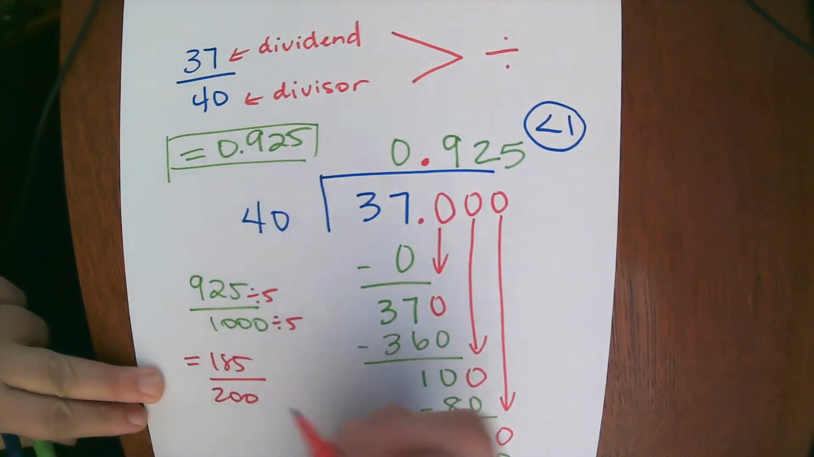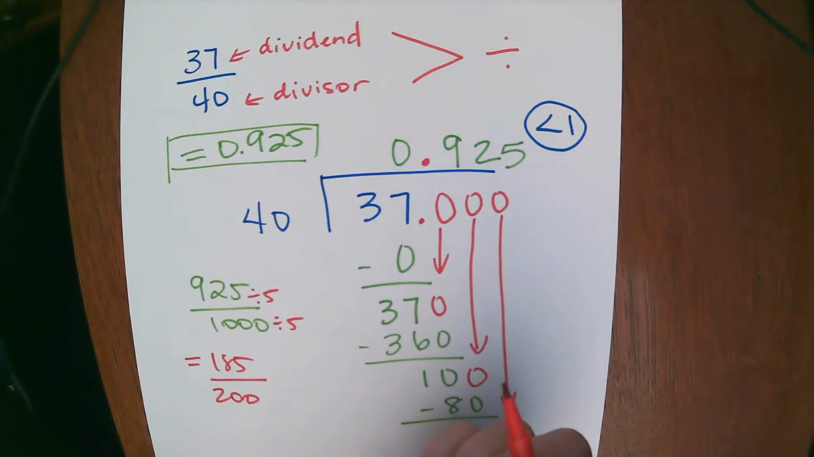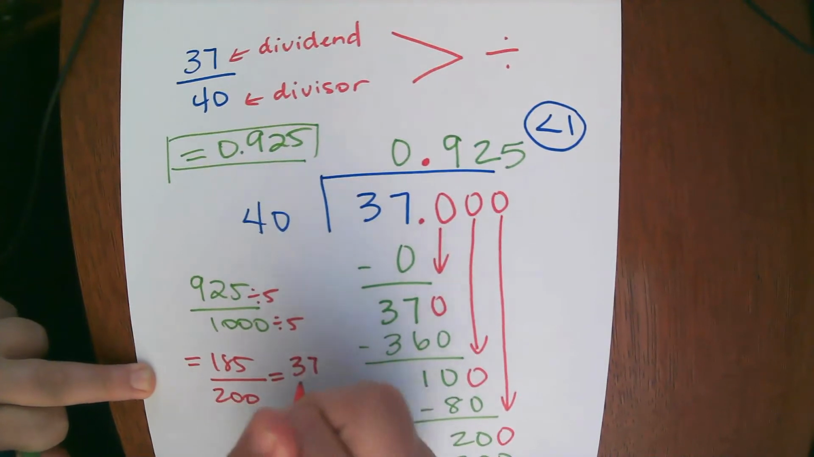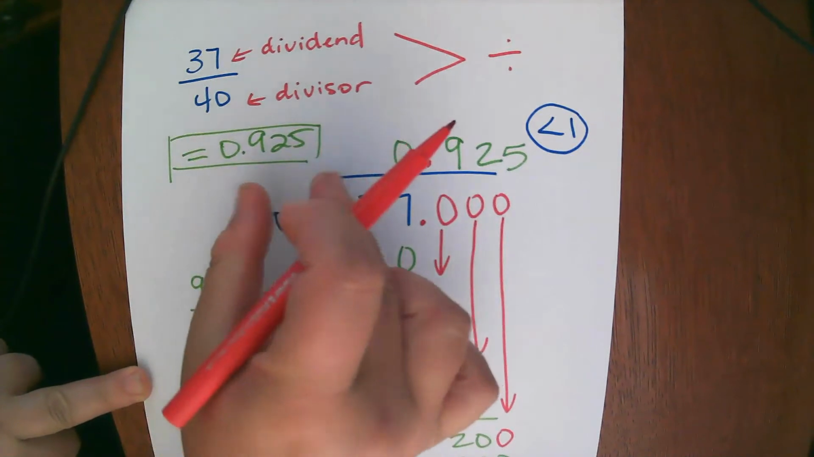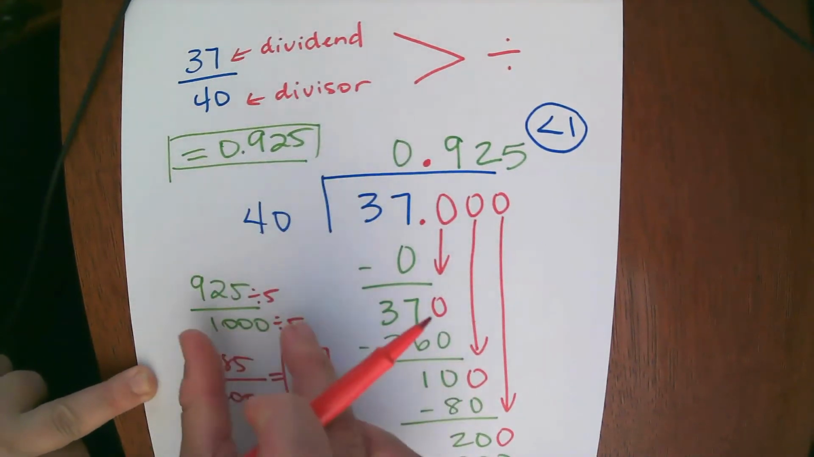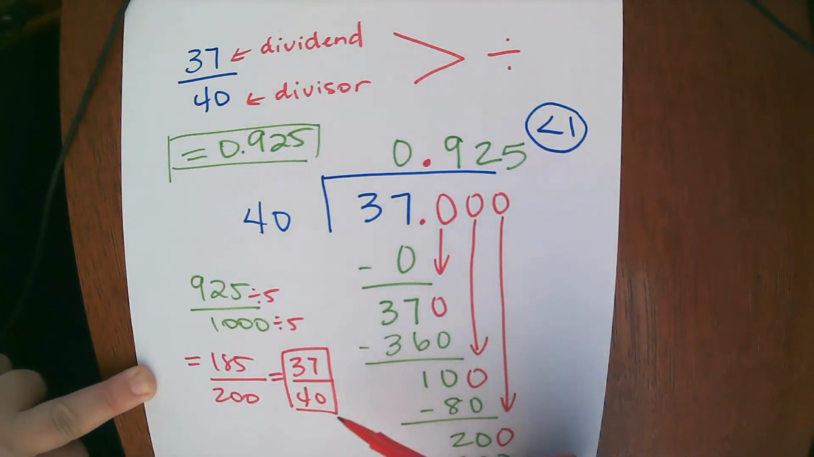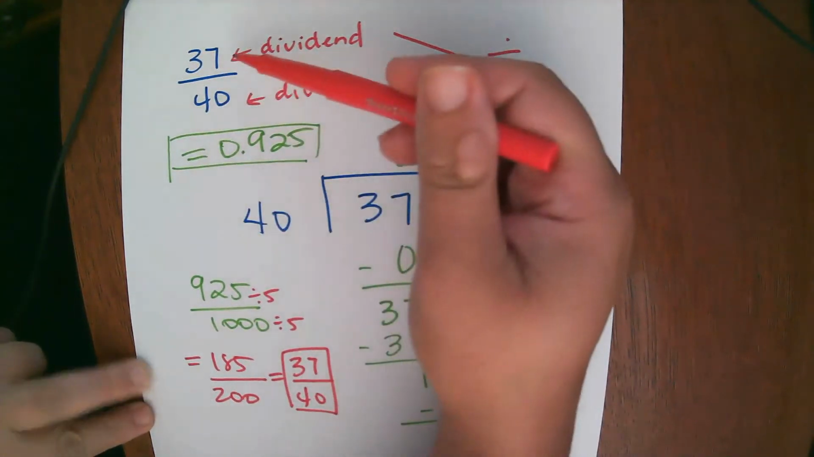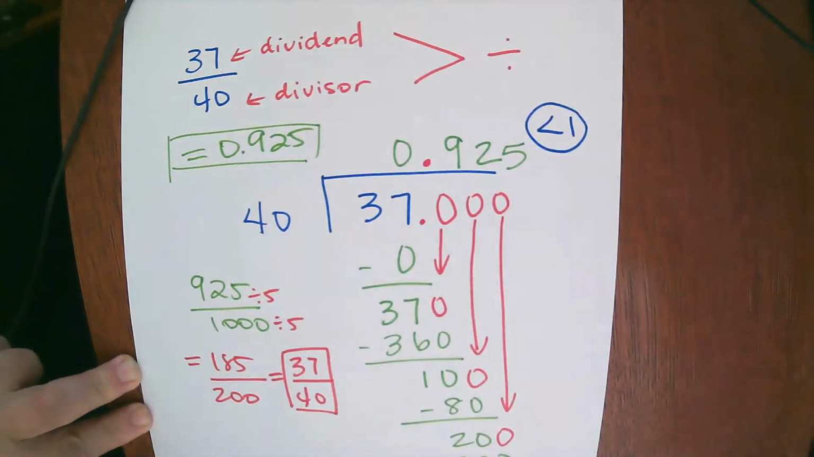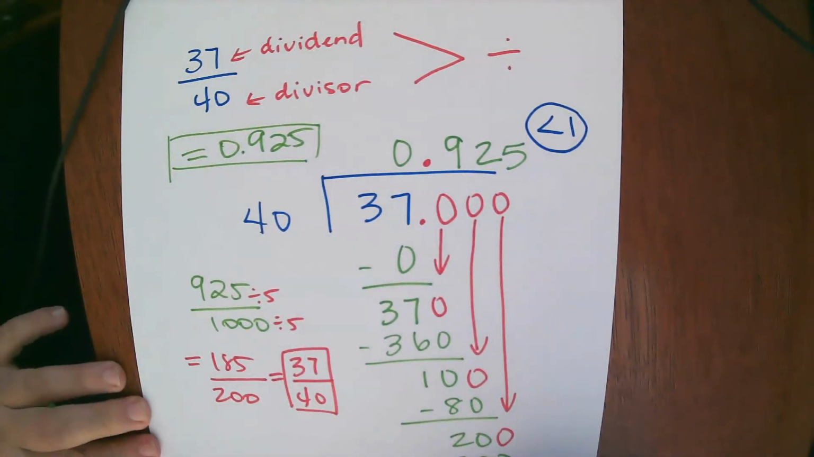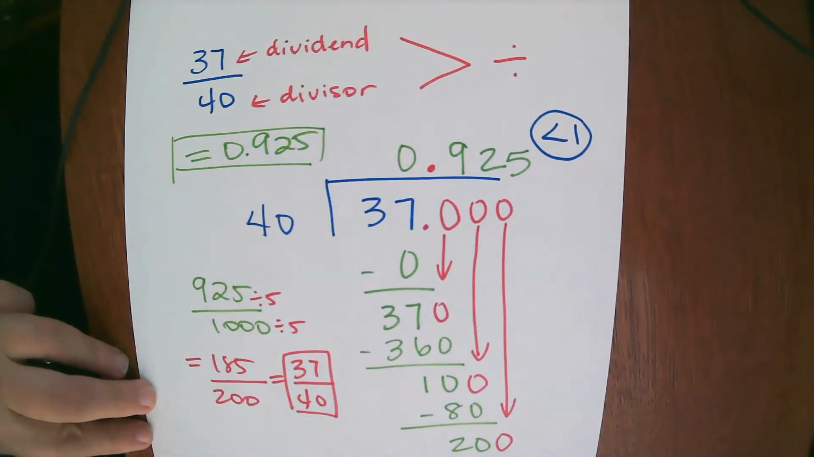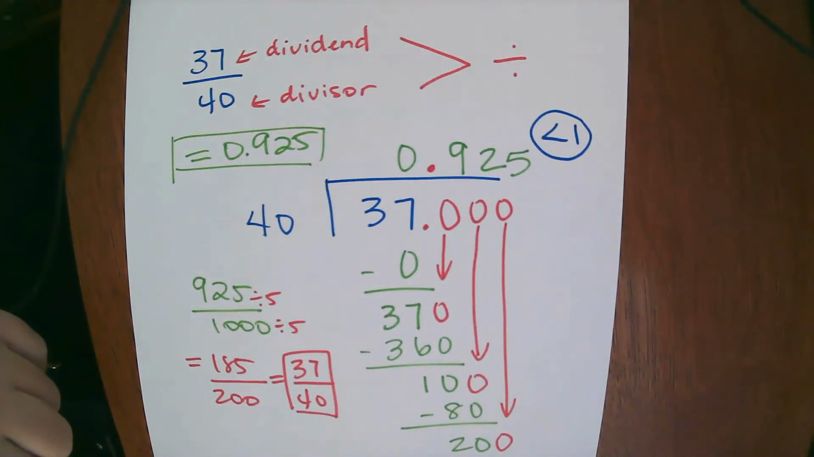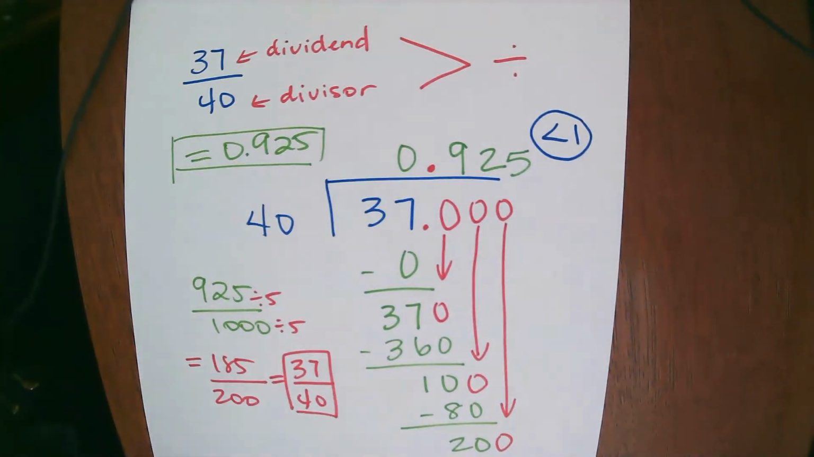So 185, and take 1,000 by 5. Okay, let's bring it down again. Let's bring it down by another 5. What do you think? 185 divided by 5. Aha, here we go. 37 over 40. So you can see when we convert the decimal back to a fraction, it eventually goes back to the number we converted it from, right? Just to kind of show you how they flip-flop back and forth. Let's look at another example.